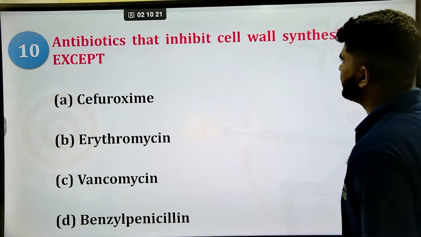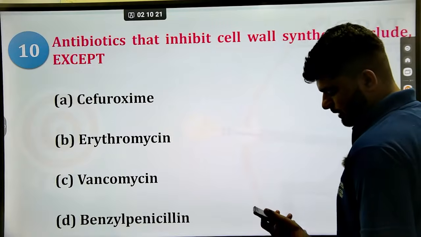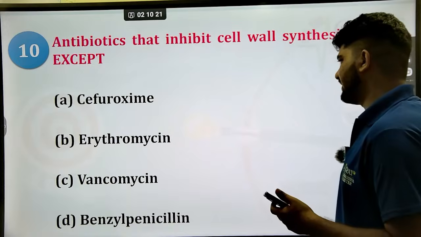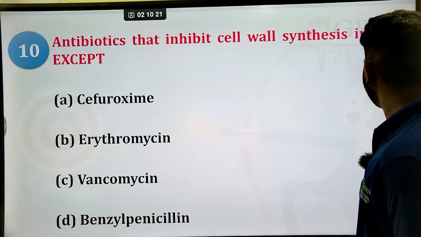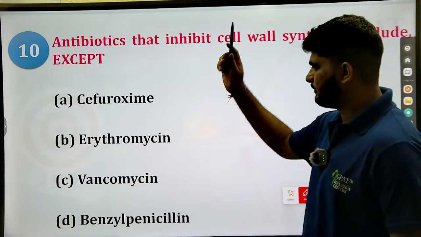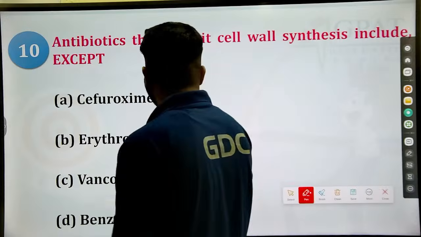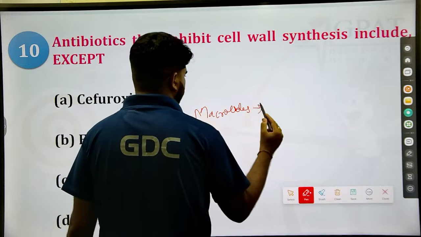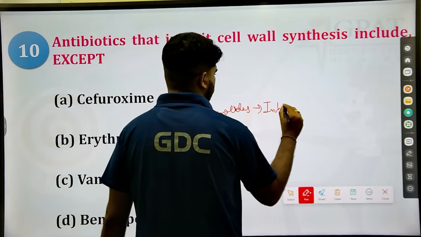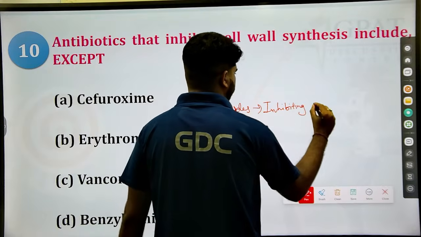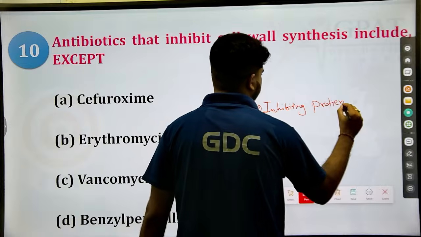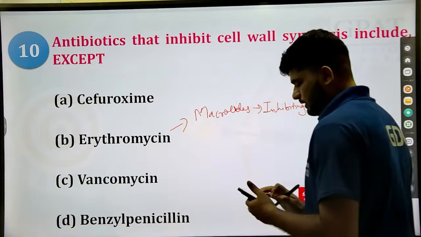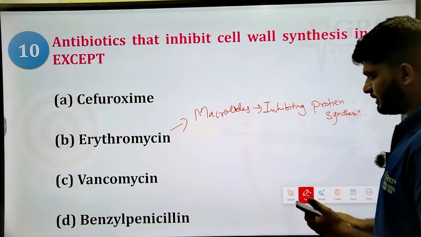Antibiotics that inhibit cell wall synthesis include all except: cefuroxime, erythromycin, vancomycin, or benzyl penicillin. Cefuroxime is considered a cephalosporin. Erythromycin comes under your macrolides, and macrolides are responsible for inhibiting protein synthesis. So make sure you remember that erythromycin is going to be the correct answer.